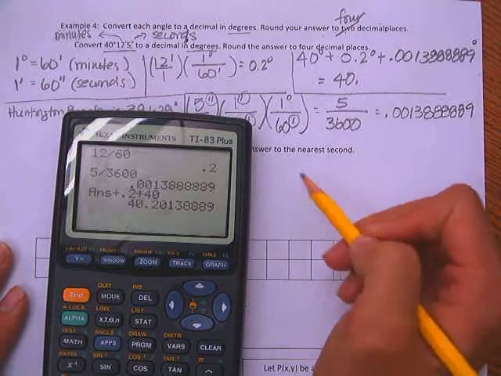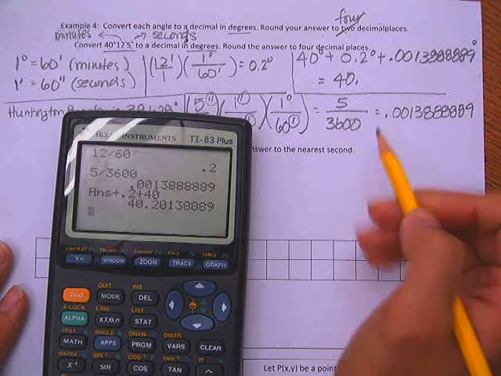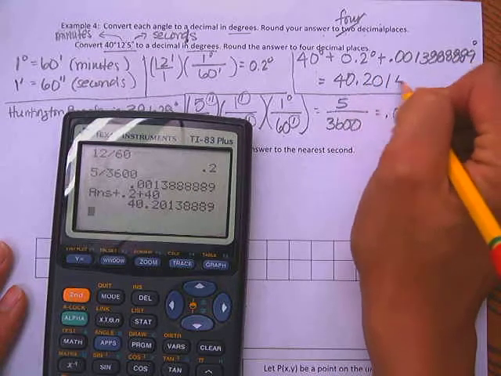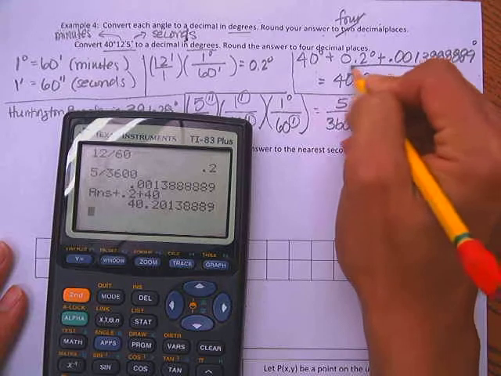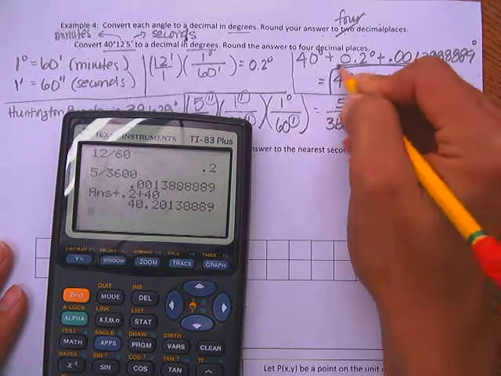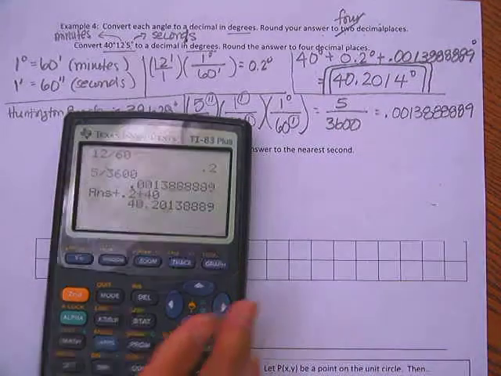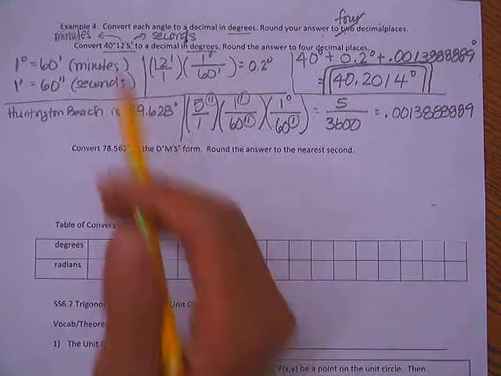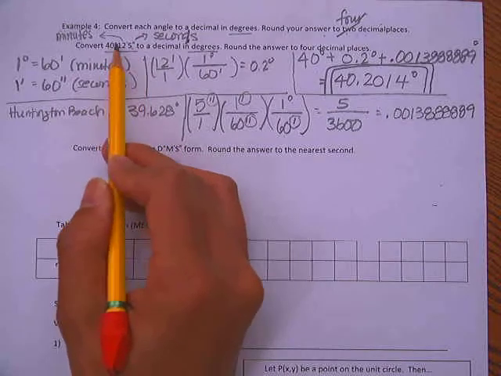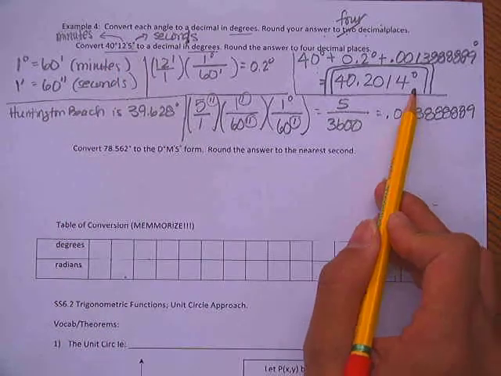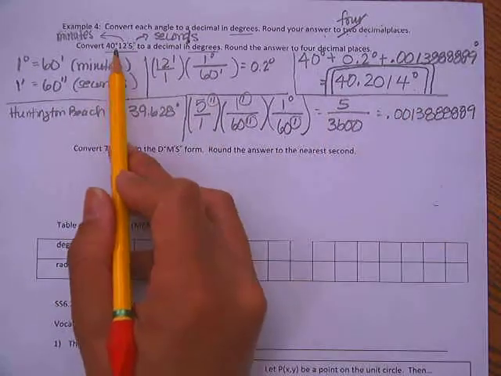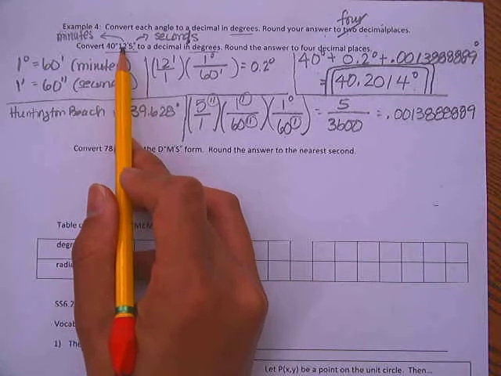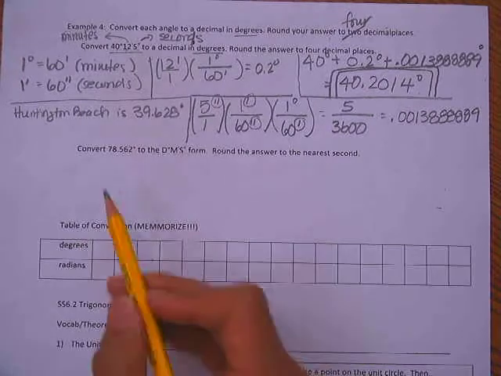So we're going to do 4 decimal places. So we got 40.2014 degrees, and this is my final solution. Box it up. And so that's how we go from DMS, degrees, minutes, seconds, to full degrees. And I know my answer has to be about 40 point something because this is not quite a full degree yet, right? Now let's go backwards.